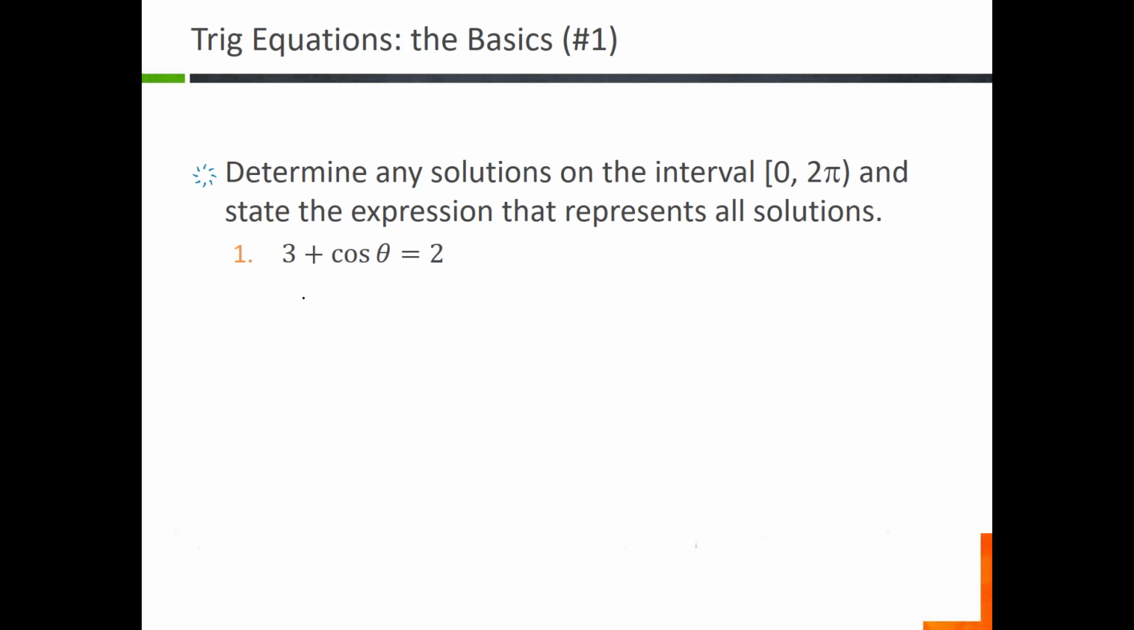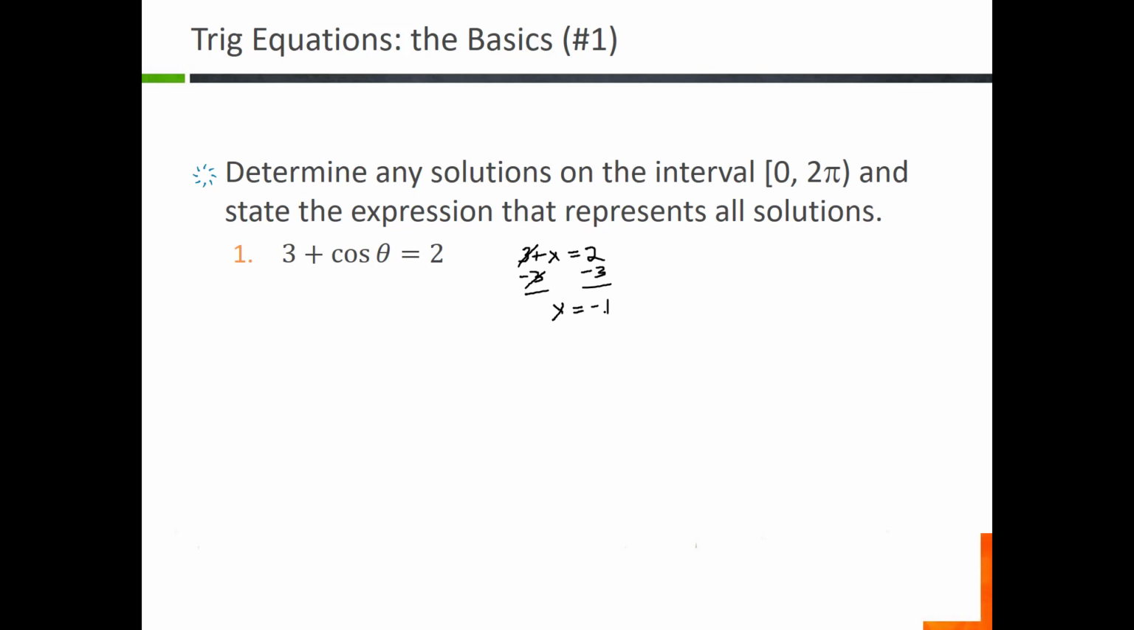Okay. For this first example, we have 3 plus cosine of theta is equal to 2. So in order to solve the equation, remember our first step was to simplify the equation. If you think about solving a normal equation, going back to algebra class, if you had 3 plus x is equal to 2, in order to solve it you would isolate your x. You'd subtract 3 from both sides, the 3's on the left side cancel out, and you're left with x is equal to -1.